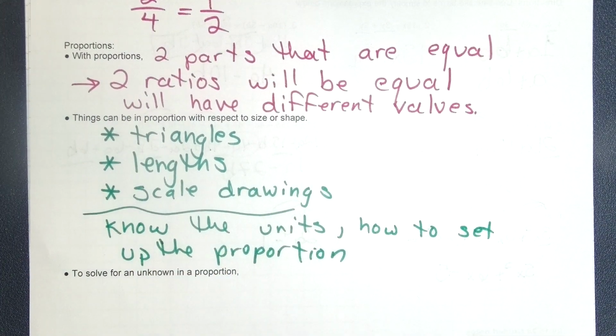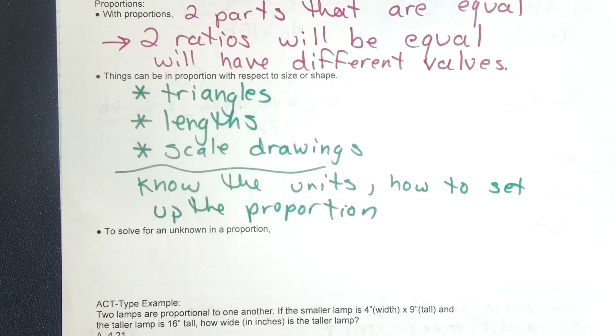We know how to solve for proportions, right? I noticed that we're good at solving for proportions. What we have trouble in is setting up the proportions. Okay?